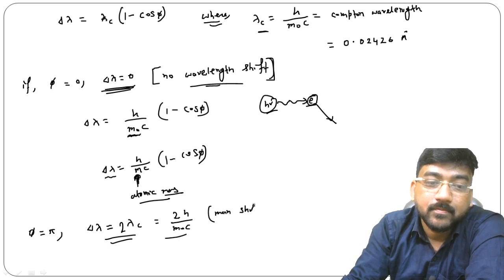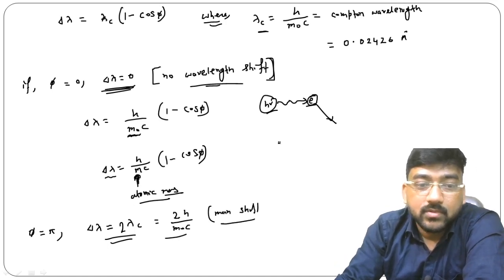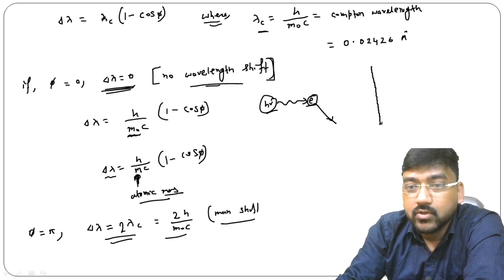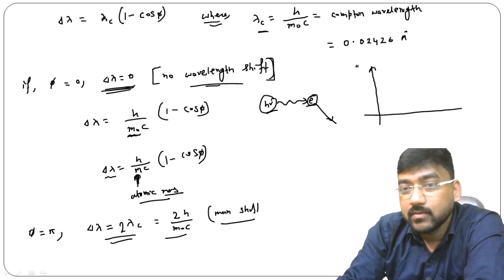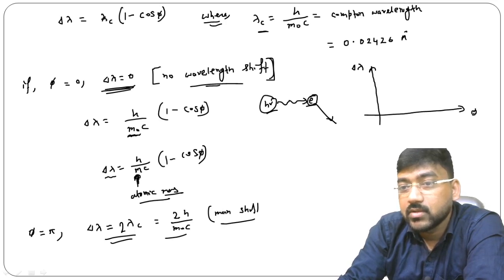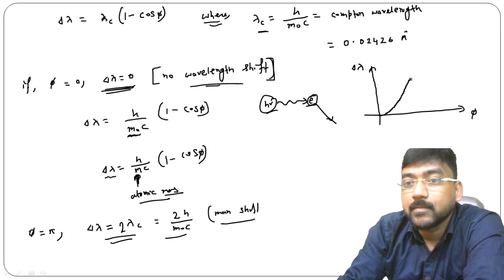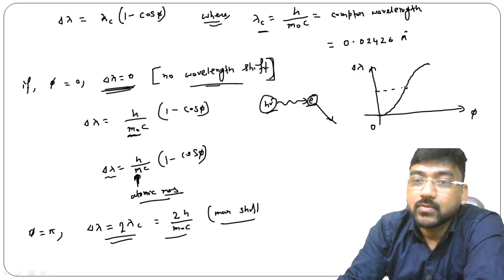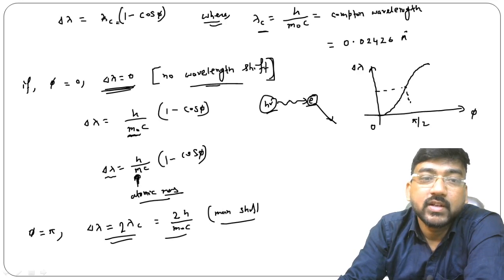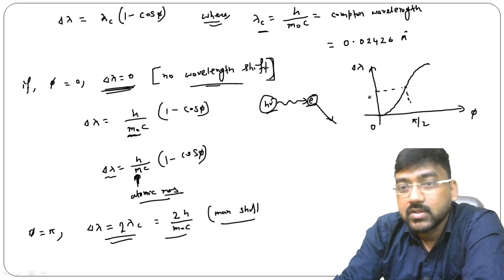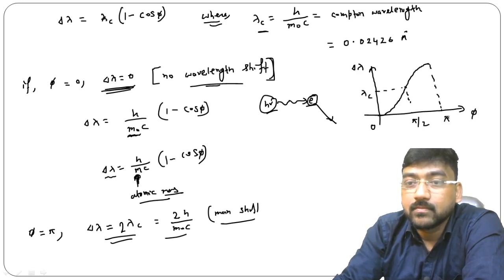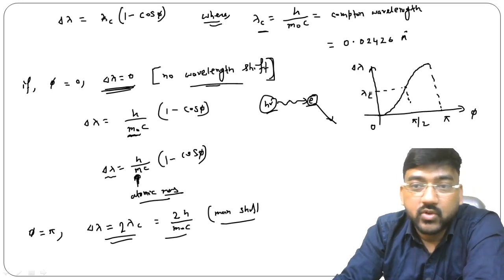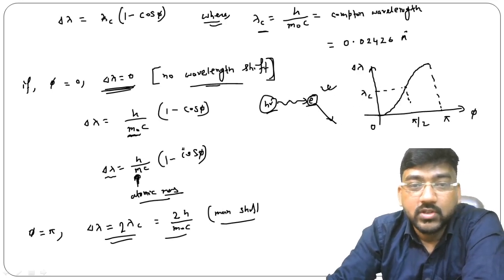So we can draw a graph between delta lambda and phi. The graph will be something like this. This is phi is equal to 0, and here this is phi is equal to pi by 2. This is lambda c. For phi is equal to pi by 2, delta lambda is equal to lambda c, because cos 90 is 0. And here this is pi. This graph is very important, so you have to know all the things that I have discussed here.